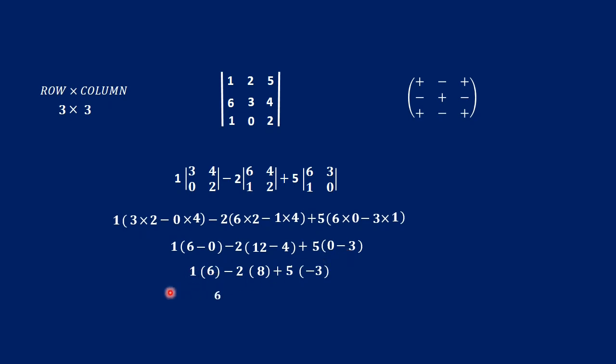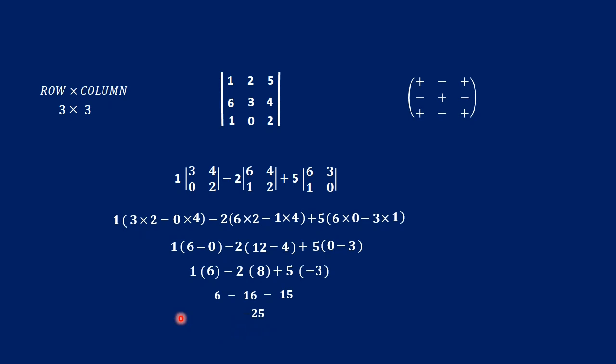Now 1 times 6 is 6. 2 times 8 is 16. Positive times negative is negative. So 5 times 3 is 15. Now 6 minus 16 minus 15 is negative 25. You can use any other row or column to arrive at the same answer.